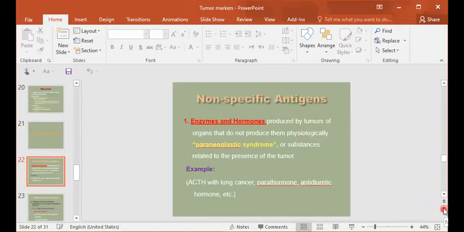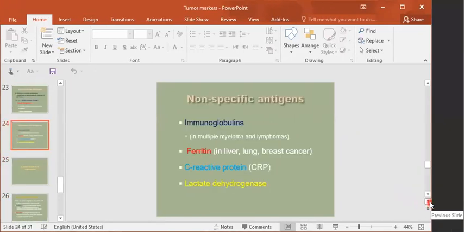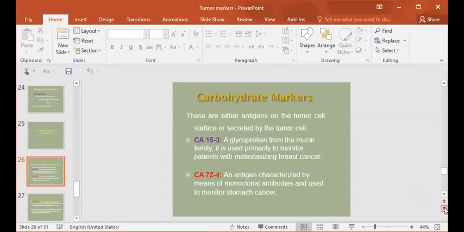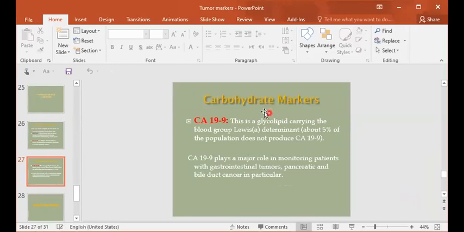We have also some tumor markers that are carbohydrate markers, like I told you before. They are carbohydrate in origin, glycolipid, like CA19.9, which is elevated in cases of GIT tumors, pancreatic tumors, bile duct. So CA19.9 is specific for the pancreas and other GIT tumors.